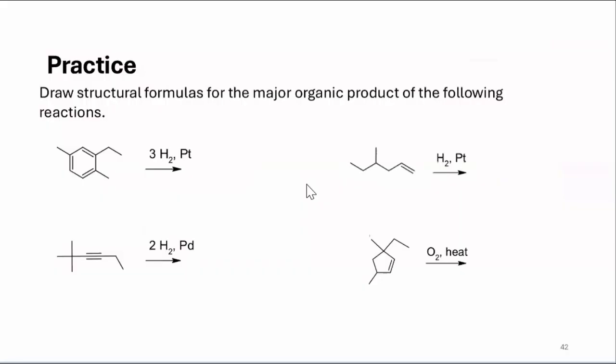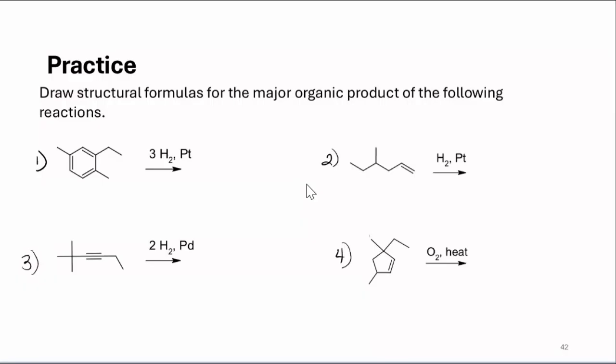One of the main skills that you guys need to know for this is, how do I predict the products for a reaction? And we are going to learn how to do that by doing these 4 examples. We can see that if I number these reactions as 1, 2, 3, and 4, reactions 1, 2, and 3 are specifically hydrogenation reactions.